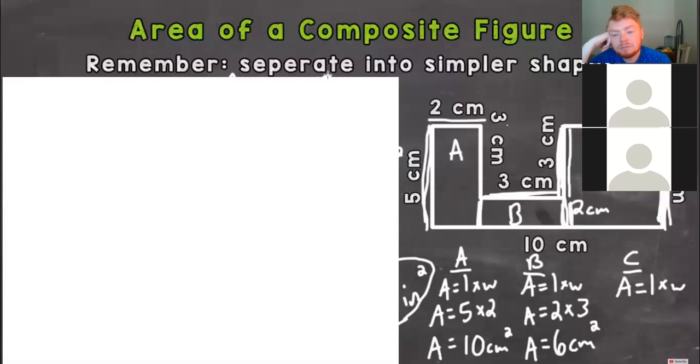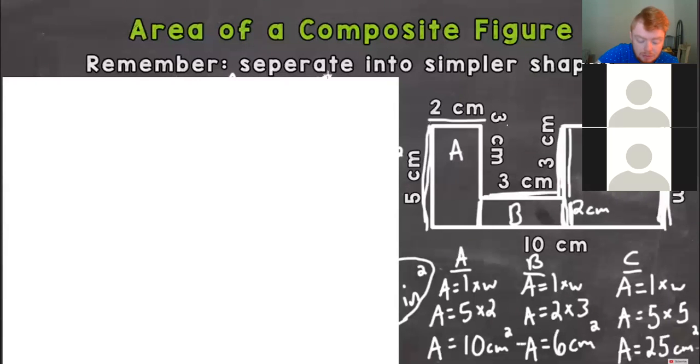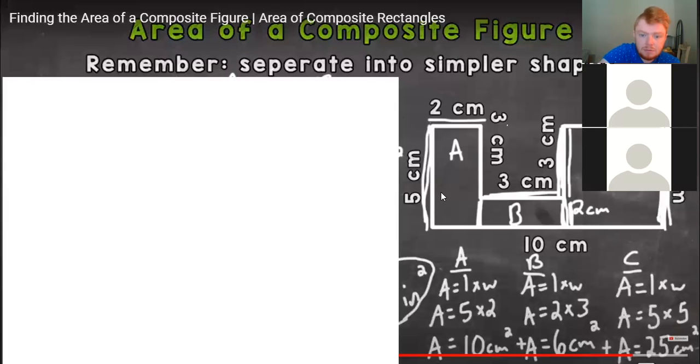And lastly, for C, we have a square here, 5 by 5 square. So our length is 5 and our width is 5. So our area is going to be 25 square centimeters. So now we need to add these together. 10 plus 6 plus 25. 10 plus 6 is 16. Plus 25 is going to give us 41. So the area, I'm going to put it in the top right corner where I have some room. Area equals 41.